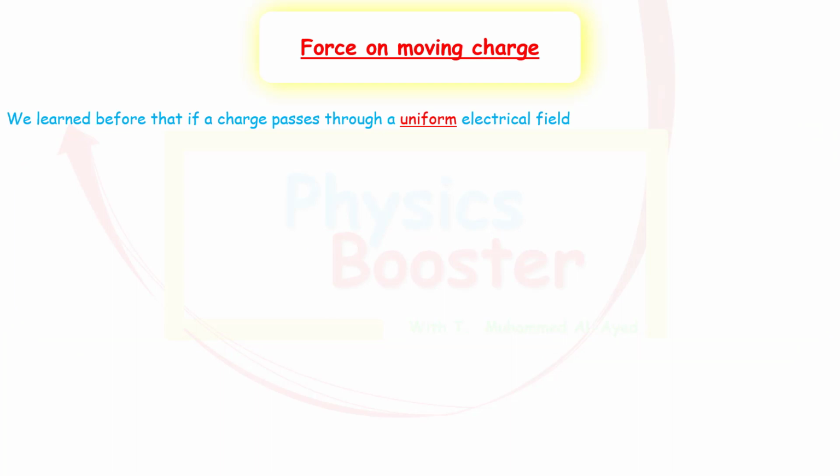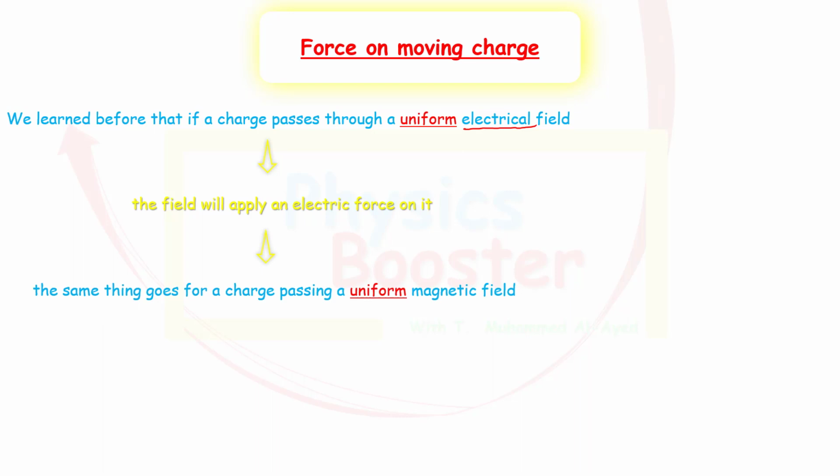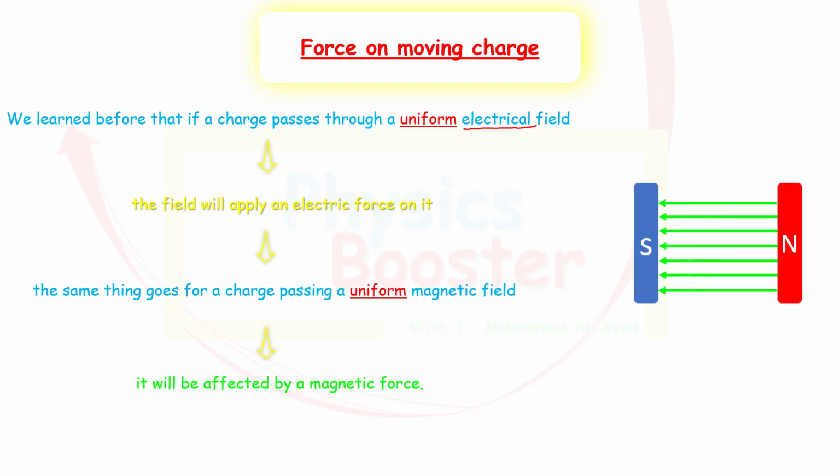So we learned before that if a charge passes through a uniform electric field, we're still talking here about electrical fields, not magnetic fields, it will be affected by an electrical force. But what will happen to a charge if it passes through a magnetic field this time? It will also be affected by a magnetic force. So charges can be affected by magnetic fields and by electrical fields, but the way they are affected is different from each other.